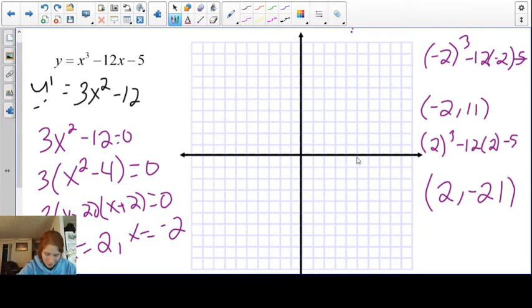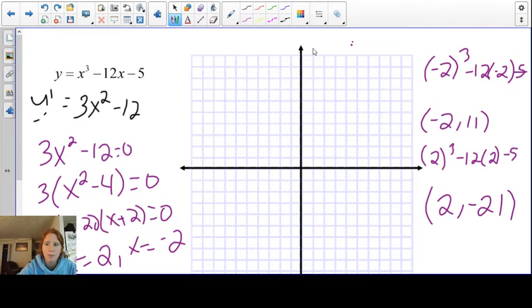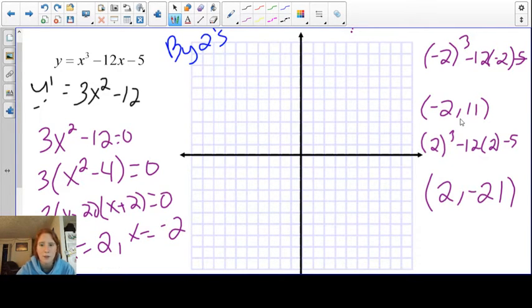Now, I'm aware that I can't really go to 21 on this graph, or 11. 11 would not be too hard to get to because it's 1 over, but 21, a little bit. So what we're going to do is graph this by 2s, and I'm going to leave myself a little note that says by 2s. So I want negative 2, 11 as my first point. Since I'm going by 2s, I'm going to go up 11, so 2, 4, 6, 8, 10, 11. So we're about there.